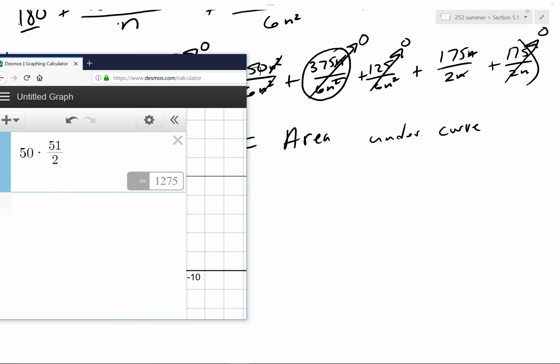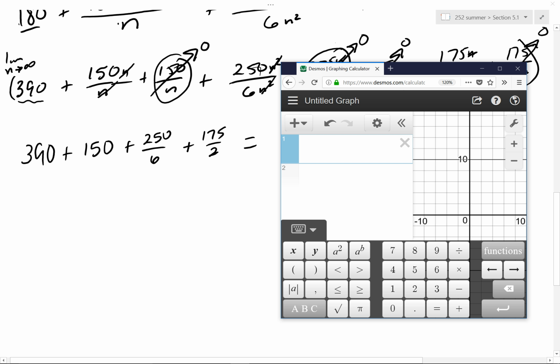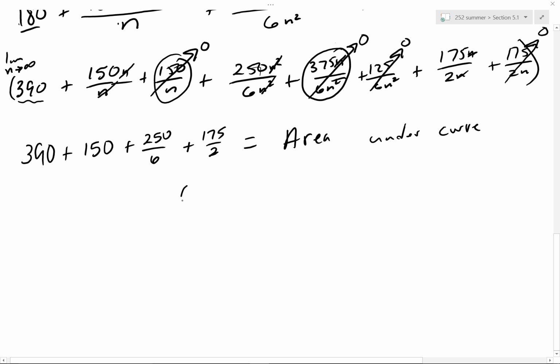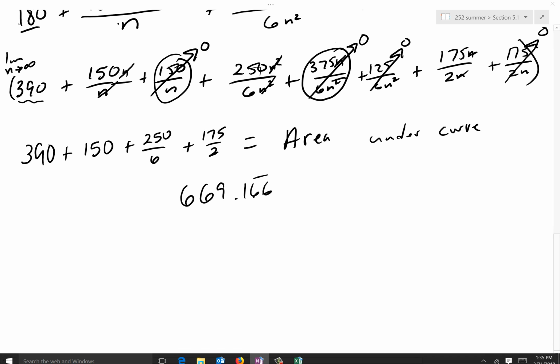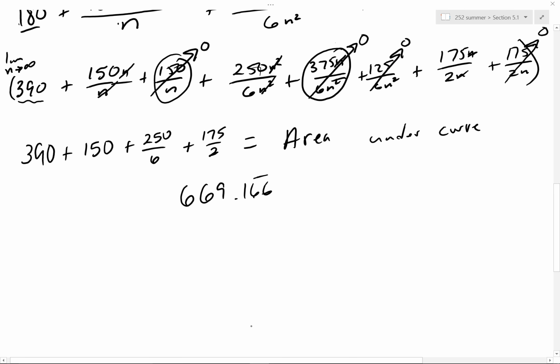And so I'm going to use a calculator to add that up because I'll just mess it up otherwise. Oops, I almost messed it up anyways because that's what I do. 669.166. Is that what I said? That's what I said. Okay.